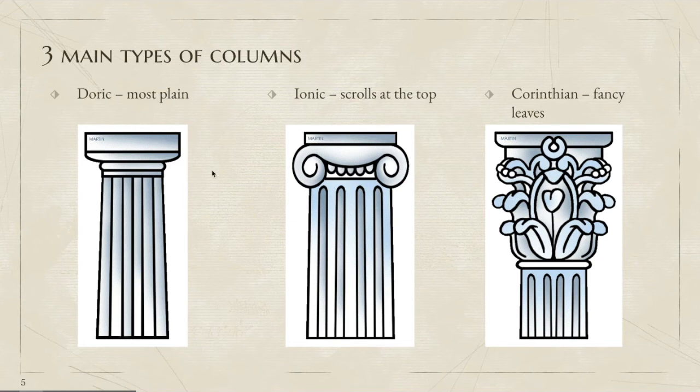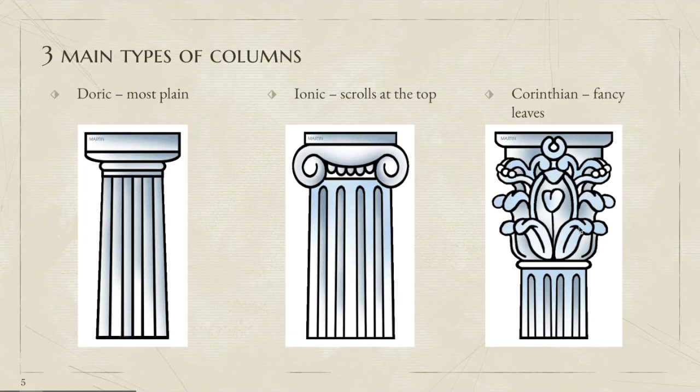The three main types of columns that are used in both ancient Roman and ancient Greek architecture are the Doric column, the Ionic column, and the Corinthian column. Now, the Doric column is the most plain. You can see it just has a simple top. The Ionic column has those scrolls, and the Corinthian is the most fancy with these leaves.